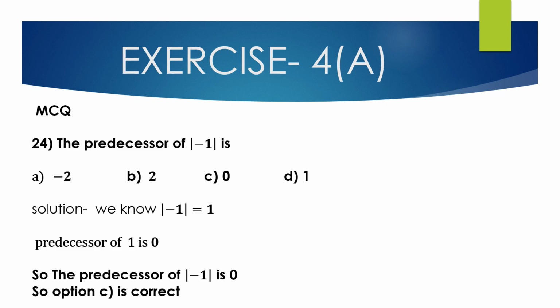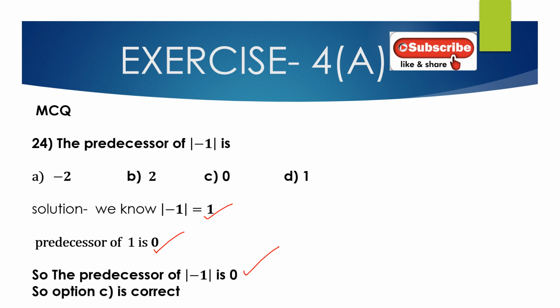We know the absolute value of minus 1 is plus 1, a positive integer, and we know predecessor means before, that is the previous number. So the predecessor of 1 is 1 minus 1, which is 0. So the predecessor of the absolute value of minus 1 is 0. So option C is correct.